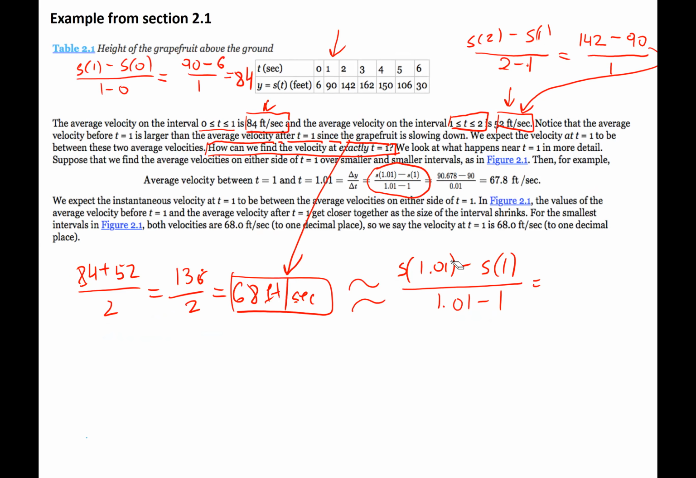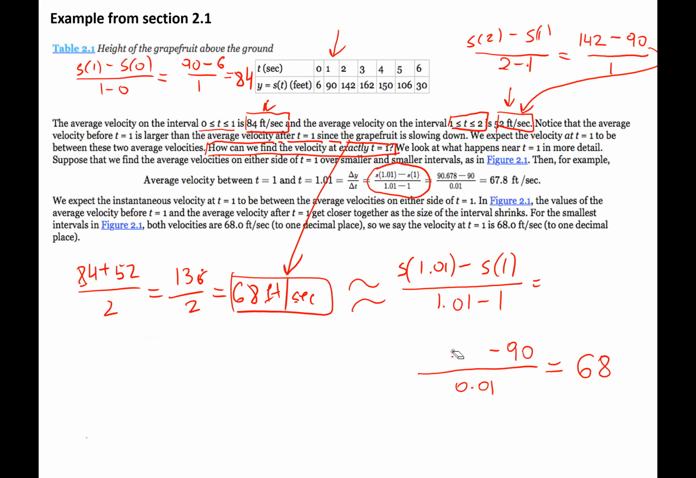What I'm assuming is that they did create 1.01. We know S at 1, the height at 1 second, is 90. And this will be 0.01. And we know that this is approximately 68 feet per second, the rate of change, because that's the instantaneous rate of change, and this is the approximation. Now I can try to solve this equation for this value.